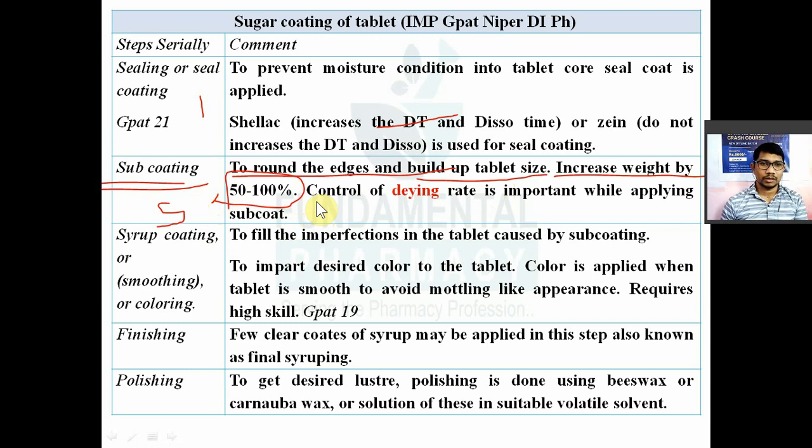Then again a few clear coats of syrup have to be applied. This step is also known as final syruping. The last step is polishing, to get a desired luster and appearance. Polishing is done using beeswax or carnauba wax, or a solution of these waxes made in a volatile solvent. So this is known as sugar coating of tablet. That is how important sugar coating of tablet is.